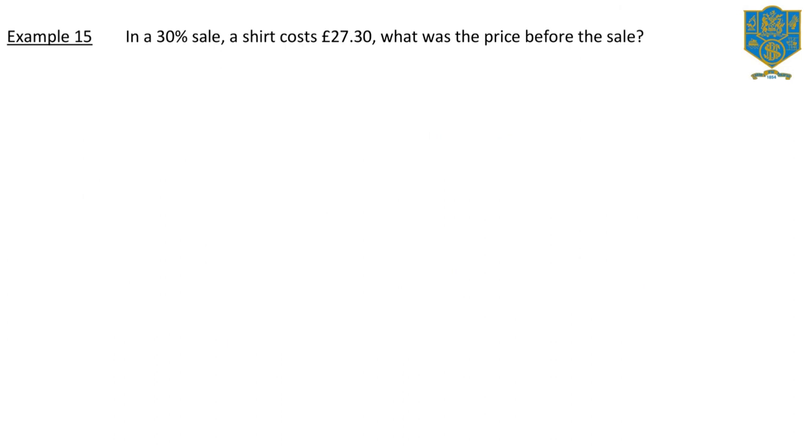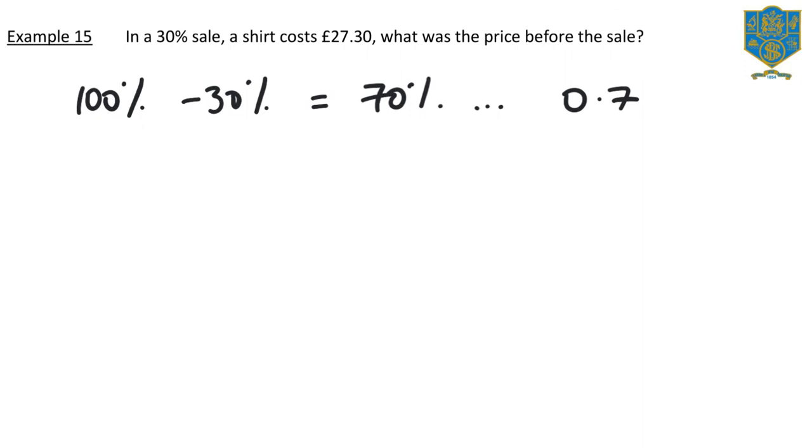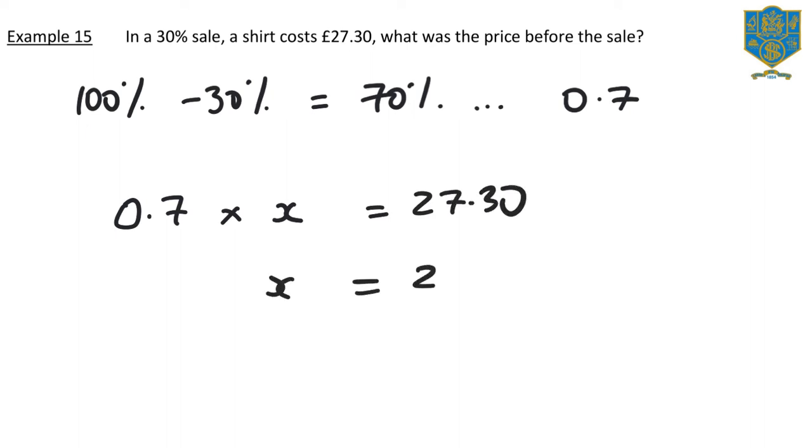Now we could have done this a different way, and if we've got a 30% sale, then the multiplying factor would be 70% as 0.7. So we've got 100% originally, we take away 30%. That means we've got 70%, which has a multiplying factor of 0.7. So that means we've got 0.7 multiplied by some original value. So we could call that x. So 0.7 multiplied by the original value is going to give £27.30. So to get the original value x, we could divide by 0.7. And that will get us our £39.